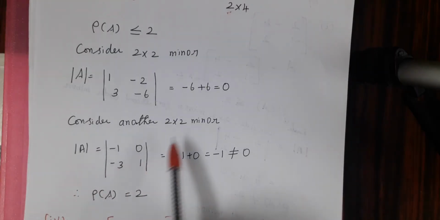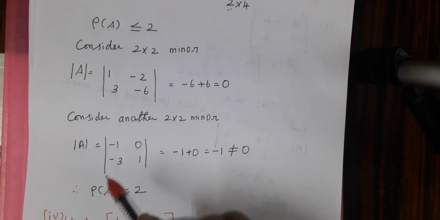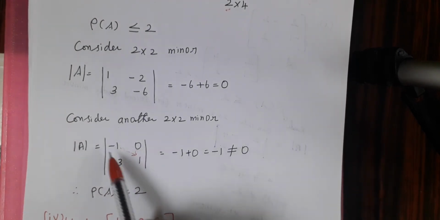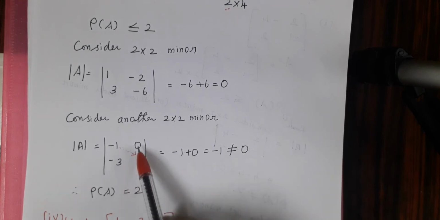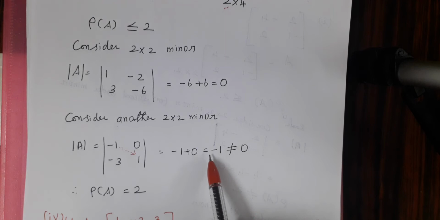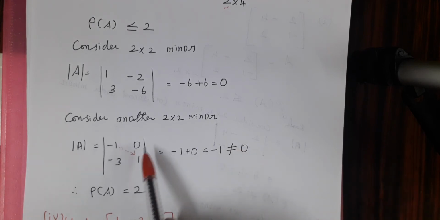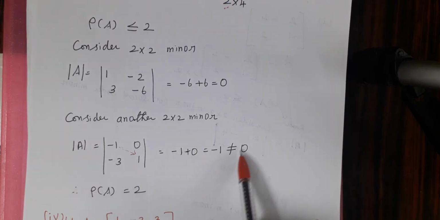Now take another 2 by 2 minor. Determinant of A equals |-1 0; -3 1|. First, use the downward arrow mark: minus 1 into 1 is minus 1, and 3 into 0 is 0. Now we get one number: minus 1 plus 0 is minus 1. This minus 1 is not equal to 0, so consider that this 2 by 2 minor value is not equal to 0.